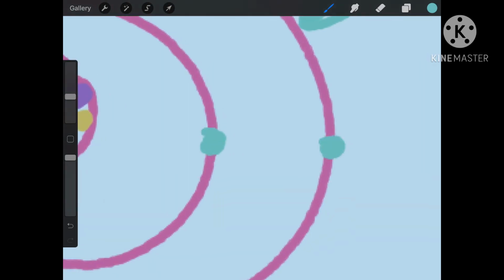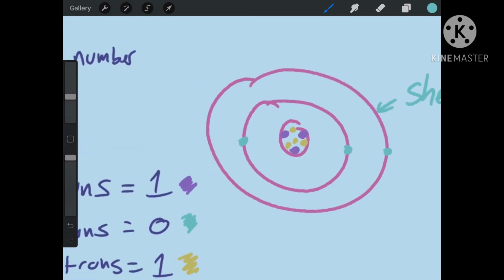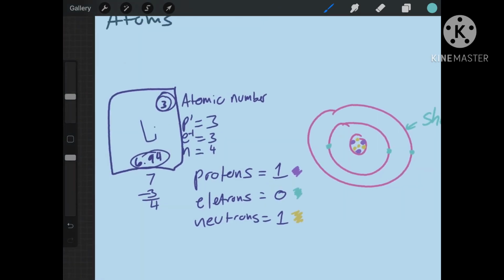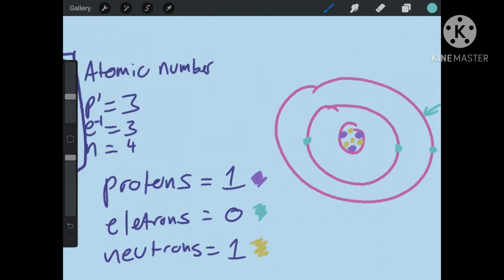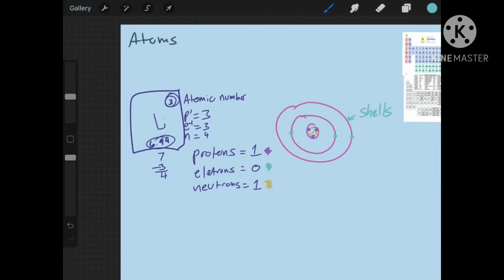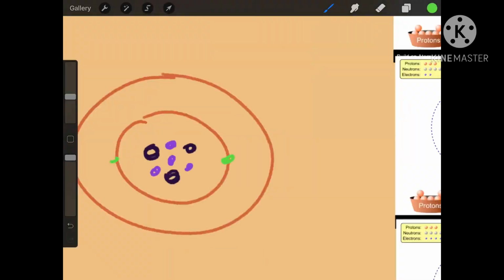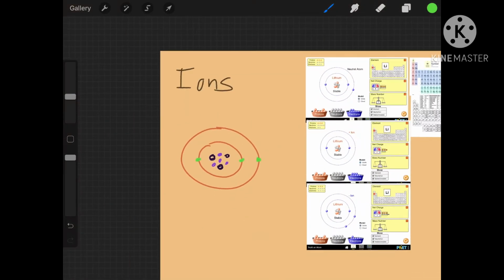So we draw those in, and you can double check to make sure you have all of them, right? 3 electrons, check. 4 neutrons, check, and 3 protons. So that is a lithium atom right there. Ions are atoms that are not balanced, right? So let's redraw our lithium atom right here.